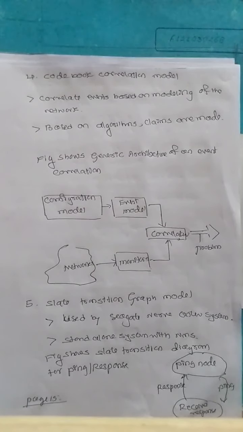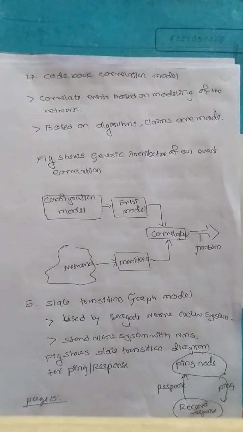In this model I am going to give a complicated problem and try to explain how the alarm generates. A state transition graph model is used by a circuit nerve center system. It could be used as a standalone system with the NMS.